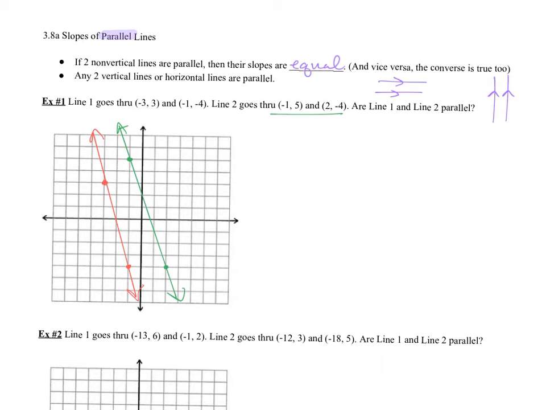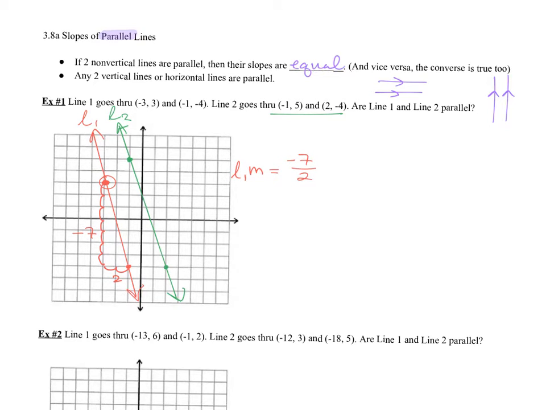Okay, and the question is, are line 1 and line 2 parallel? Now, that totally depends on their slope. So this was line 1, this was line 2. Like I showed you in 3.7, you can just count what your slope is, rise over run. So that's what I'm going to do for this first one, just because it's quicker. If I start at my left point here, and I go 1, 2, 3, 4, 5, 6, 7 down, so that's -7, and then to the right 2, okay? My slope for line 1 is -7 over 2.